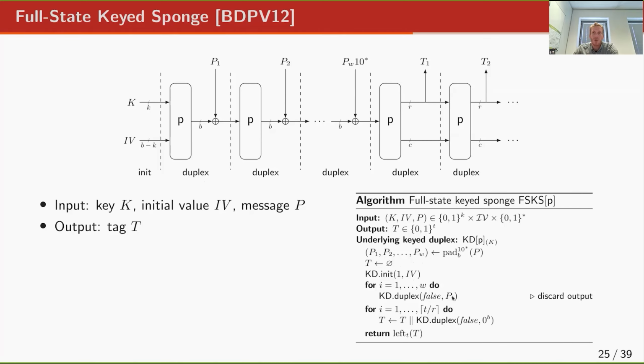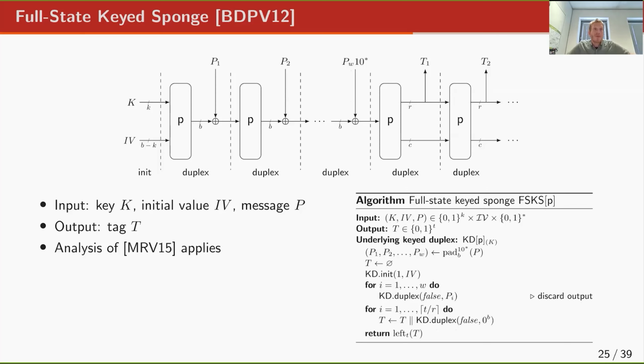You make a call with flag false, plain text P_i for i is 1 to W. You absorb, and you ignore the squeezing. The picture slightly mismatches because the injective padding is included in the picture. And then you start squeezing just as much as you need. We need T bits, so you squeeze just as much as you need, always with flag false and with plain text 0 because we don't absorb.